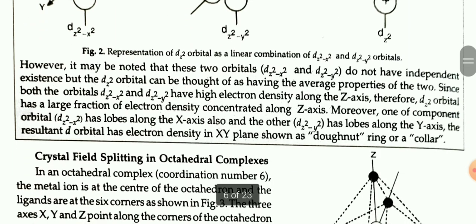However, it may be noted that these two orbitals do not have independent existence, but the dz² orbital can be thought of as having the average properties of the two. Since both orbitals dz² minus x² and dz² minus y² have high electron density along the z-axis, therefore the dz² orbital has a large fraction of electron density concentrated along the z-axis. Moreover, one component orbital has lobes along the x-axis also, and the other has lobes along the y-axis. The resultant d orbital has electron density in the xy plane shown as a doughnut ring or a collar.